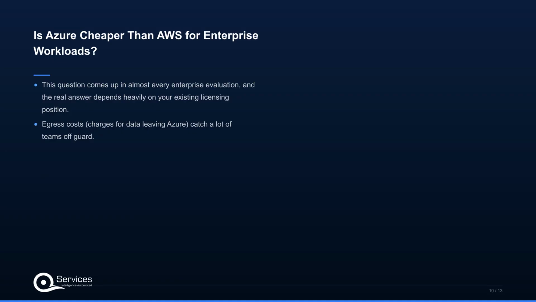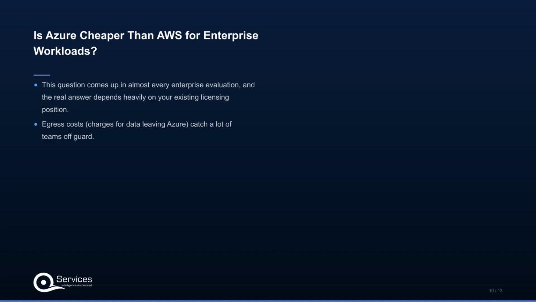Next up, is Azure cheaper than AWS for enterprise workloads? This question comes up in almost every enterprise evaluation, and the real answer depends heavily on your existing licensing position. Azure tends to win on total cost for Microsoft-heavy organizations, those running Windows Server, SQL Server, .NET applications, Active Directory, or Microsoft 365. The Azure hybrid benefit, combined with existing enterprise agreement pricing, can make Azure 30 to 50% cheaper than equivalent AWS infrastructure for these workloads.